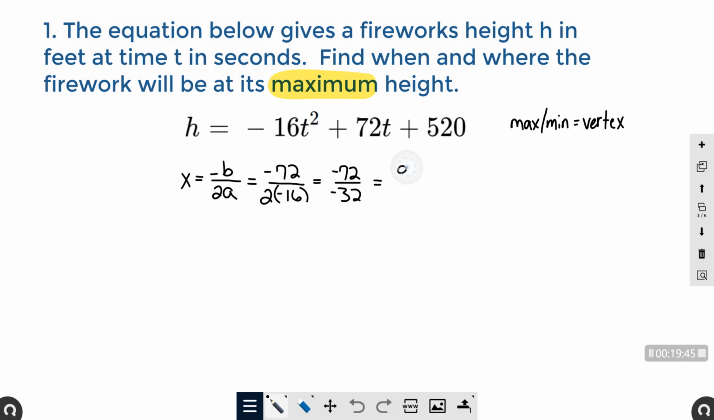Or positive 9/4, right? Because they're both negative, so they would change both to a positive. Now, this is a word problem. So would your answer make sense to leave it as a fraction, or would it be better to write it as a decimal? Decimal. So 9/4 as a decimal is 2.25.